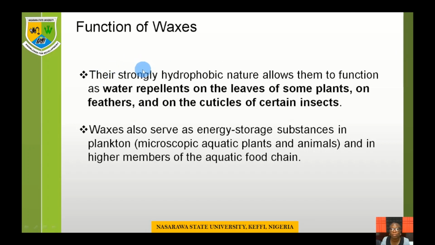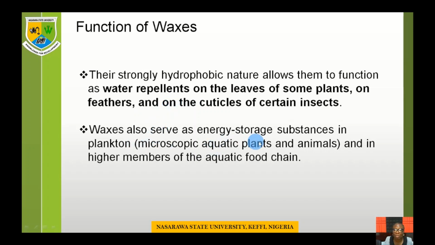Now, function of waxes. Number one, they are strongly hydrophobic in nature. So this allows them to function as water repellents on the leaves of some plants, on feathers of birds, and on the cuticles of certain insects. You can see when water drops on feathers of birds, once they are shaken off, it goes off because they are water repellent.